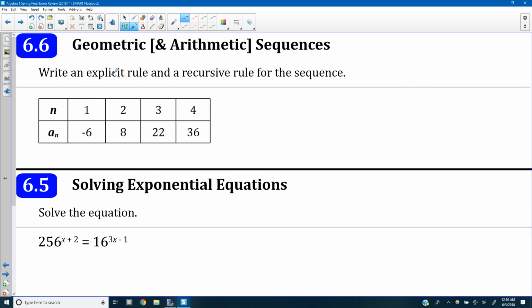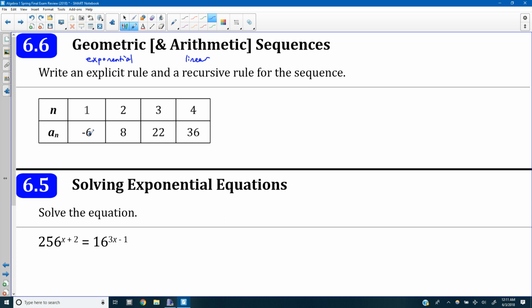Okay, let's write an explicit rule and a recursive rule for the sequence. Now, section 6.6 was on geometric sequences, but it refers to arithmetic sequences as well, and guess what? This one here is actually an arithmetic sequence. Just to give a small talk on what these are, a geometric sequence is like an exponential equation, at least it has exponential growth, and arithmetic is like a linear equation, or at least it has linear growth. Linear growth means that there's a common difference between your values here. Exponential, geometric, would mean that there was a common multiplier, a common ratio. This one happens to have a common difference.